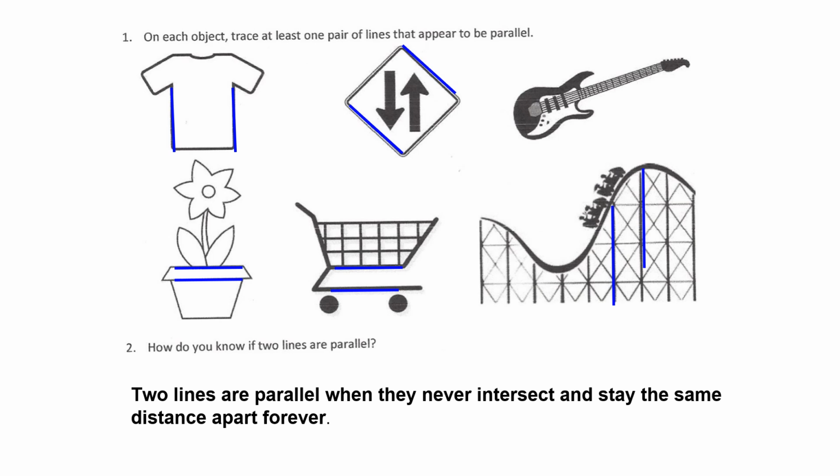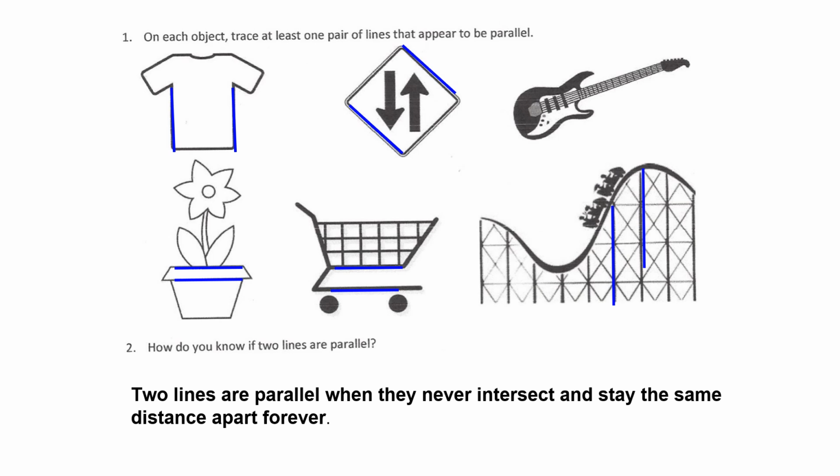For this traffic sign, I did these opposite sides are parallel. They go on forever in the same direction and never touch. You could do the arrows. You could do the other two sides. I would use different colors so you can tell the different parallel sides. Oh, I forgot to do the guitar, but you can do these lines in between.